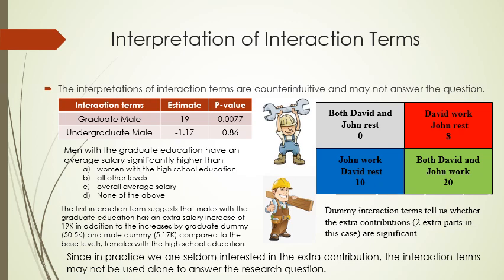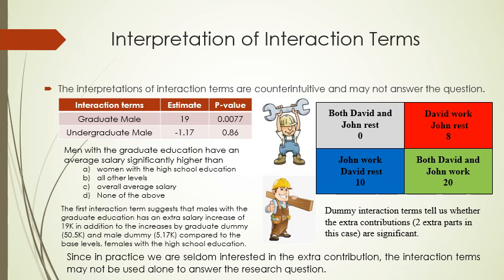Does this mean men with the graduate education have an average salary significantly higher than women with the high school education, or men with the graduate education have an average salary significantly higher than all other levels, or men with the graduate education have an average salary significantly higher than the overall average salary, or none of above? The answer is D, none of the above.